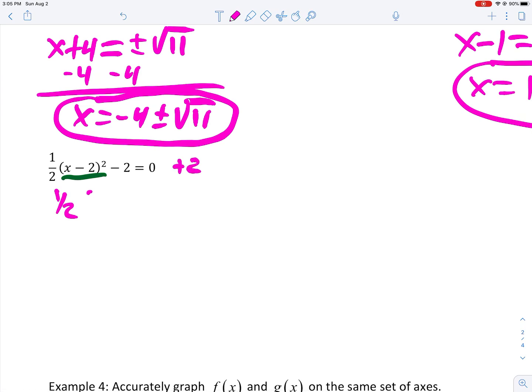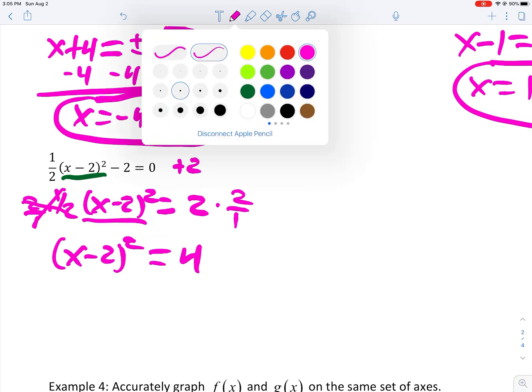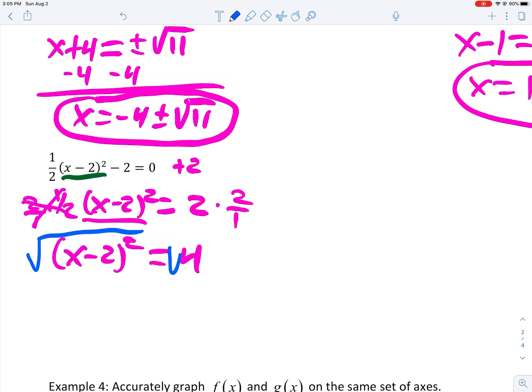Okay, the last example here. We're going to add 2 to both sides. But again, I want to get this isolated. So I'm going to multiply by the reciprocal of 1/2, which is 2 over 1, and I'm going to do it to both sides. So these just reduce on the left, and then we get 4 on the right.